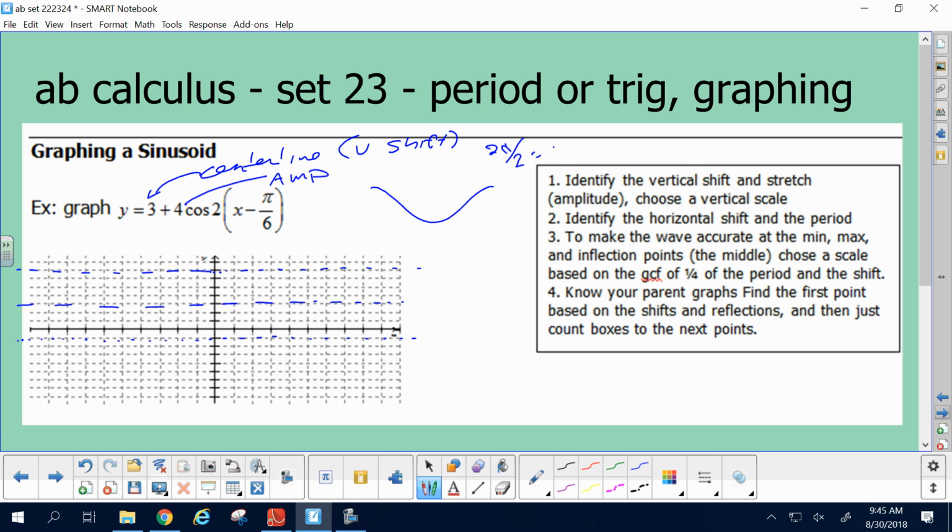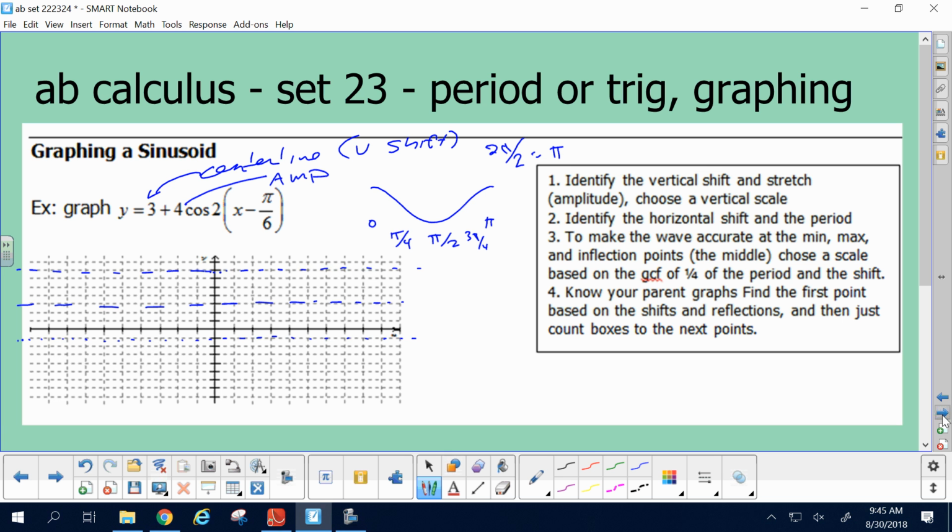2 pi over 2, which reduces to pi. I know the period is pi. What's a half wave? Pi over 2. What's a quarter wave? Pi over 4. 1 pi over 4, 2 pi over 4, 3 pi over 4, 4 pi over 4 is pi. Perfect. All right, now, it would be logical based on what I was getting at that the scale then would be pi over 4, right?